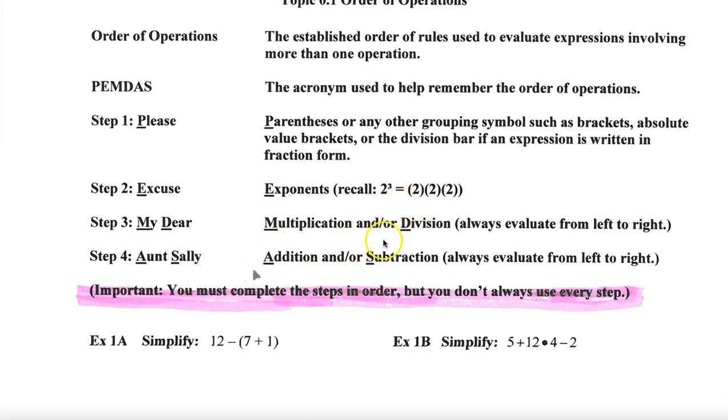Addition and/or subtraction. So multiplication and division are on the same line because they're really the same operation. So all you want to do is go left to right. It's multiply and divide. Same thing with addition or subtraction. They're really the same operation, so we're just going to go from left to right. So that's the order of operations: parentheses, exponents, multiplication and/or division, addition and subtraction.